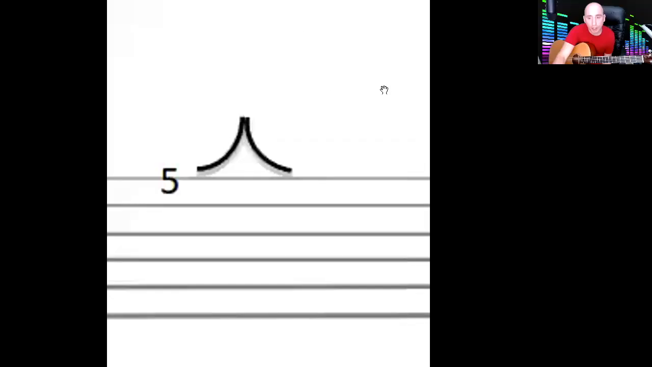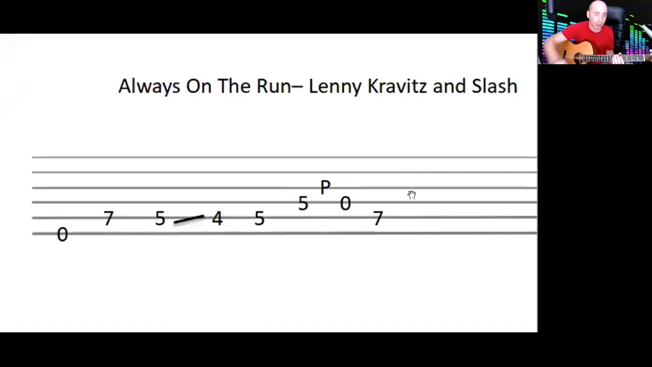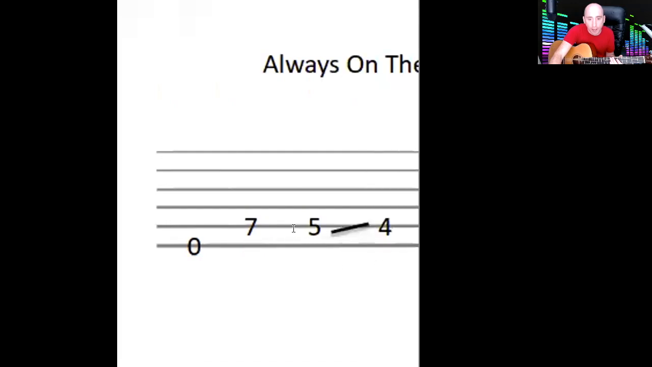I'm just going to show you a little riff using a slide and a pull off. Okay, it's only the first part of Always on the Run. So it goes. So we're going to start on the 0 on the 6th string, and 7 on the 5th string. And then on the 5th string, it goes 5, 5, 4 slide. So you play the 5, slide to the 4.